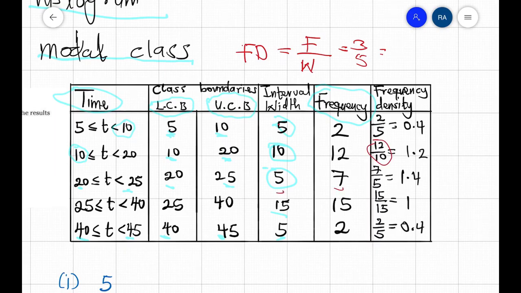That's why we have 5 and then 7 and 5. So we have 7 divided by 5 giving you 1.4. Then we have 15 and then 15. So 15 by 15, that is 1. Then we have 2 and 5. So 2 divided by 5 giving you 0.4 again. All right, so now that we have prepared the table, let's go and answer the question.